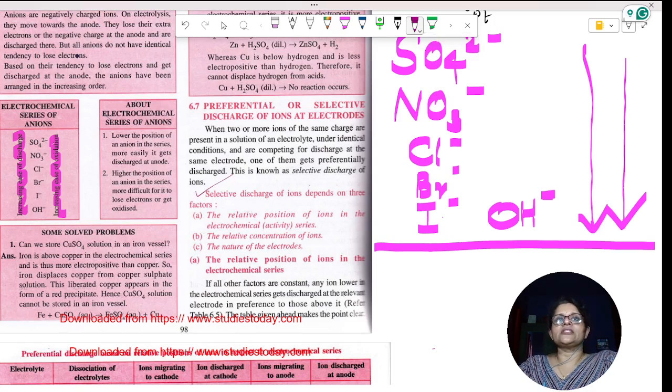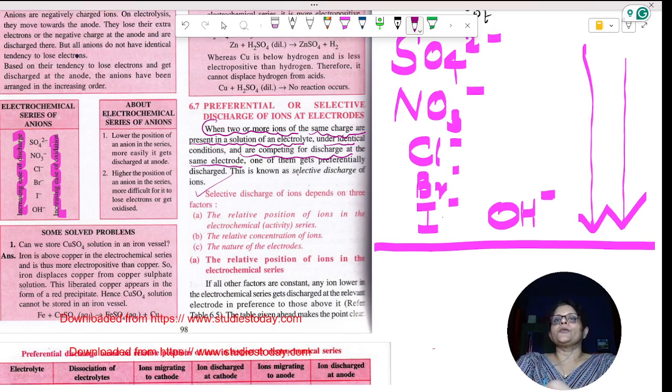So when will selective discharge happen? When two or more ions of the same charge are present in the solution of an electrolyte under identical conditions and are competing for discharge at the same electrode, one of them gets preference, and that is called selective discharge. And there are 3 main factors on which it depends.